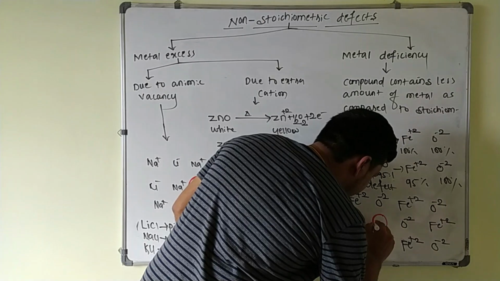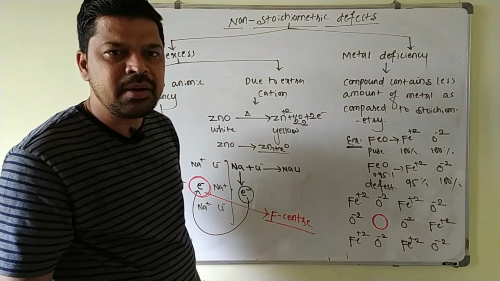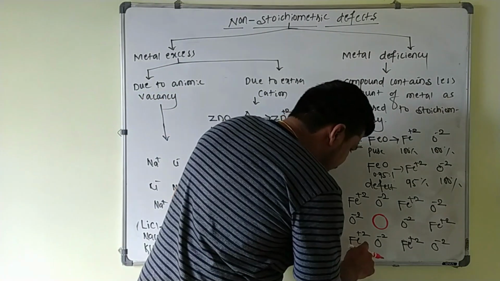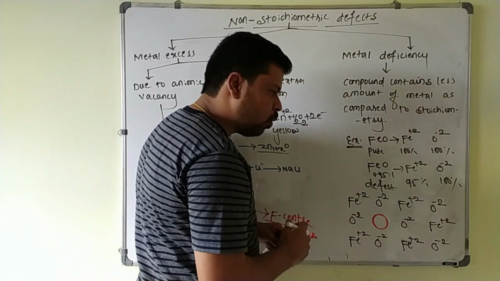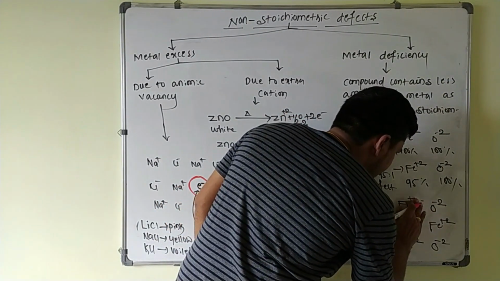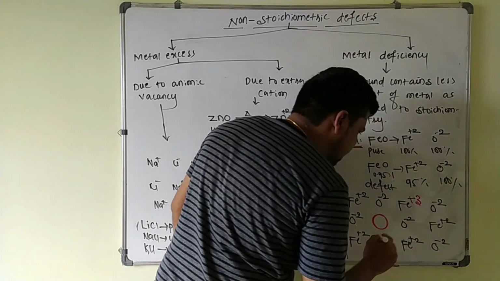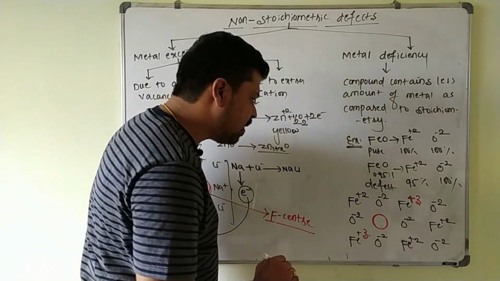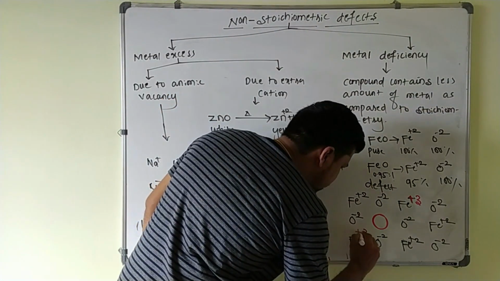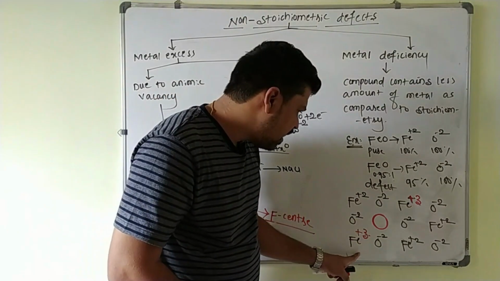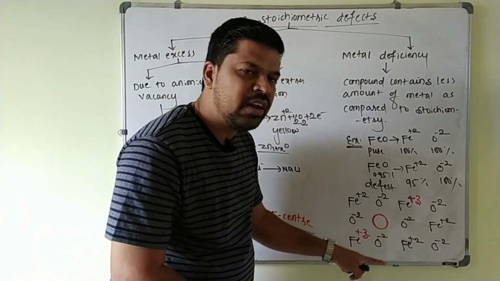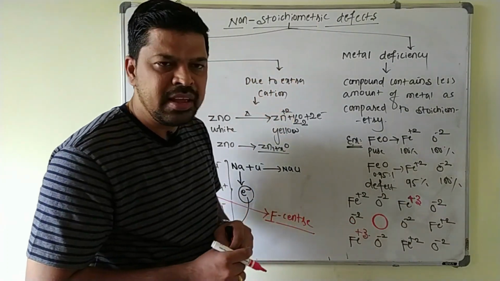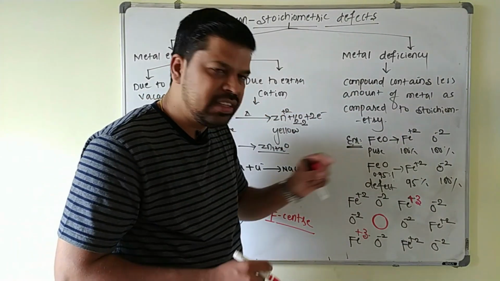What happens? One Fe plus 2 ion is missing, which means two positive charges are missing. So in order to maintain electrical neutrality, two of the remaining Fe plus 2 ions are converted into what? Fe plus 3 ions. So here it will be converted into Fe plus 3, and this will also be converted into Fe plus 3. So what happened here? The loss of the positive charge is balanced by the required number of Fe plus 3 ions. To balance the positive charge, this Fe and Fe convert into the plus 3 oxidation state. Then the number of positive and negative charges will be equal here. This is about the metal deficiency defect.